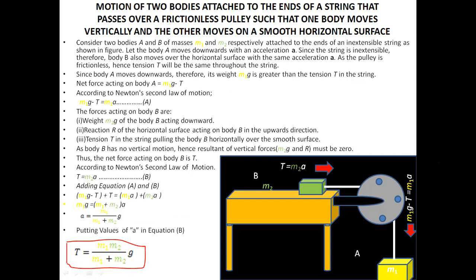the wire or the string when two bodies are attached to the ends of a string that passes over a frictionless pulley, such that one body moves vertically and the other moves on a horizontal surface. So this is the case which we have defined over here.